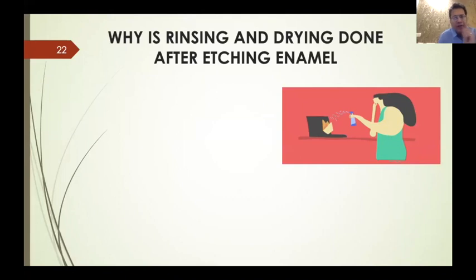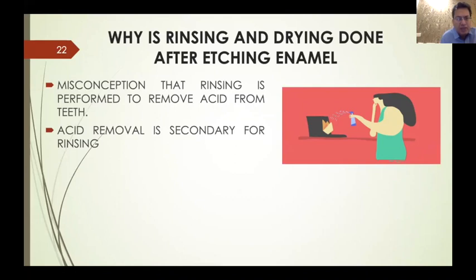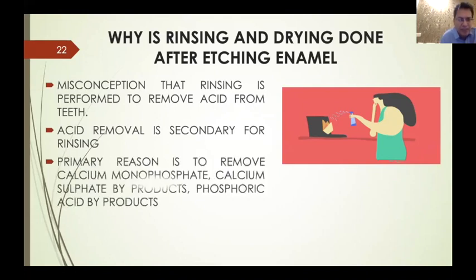Now, why do you clean? Once you have applied an etchant, you want to rinse and dry the surface. What is the reason for rinsing? It's often misconceived that rinsing is to remove acid from the tooth. It's incorrect. Acid removal is only a secondary need for rinsing. The primary reason is to remove calcium monophosphate and byproducts such as calcium sulfate and phosphoric acid byproducts.